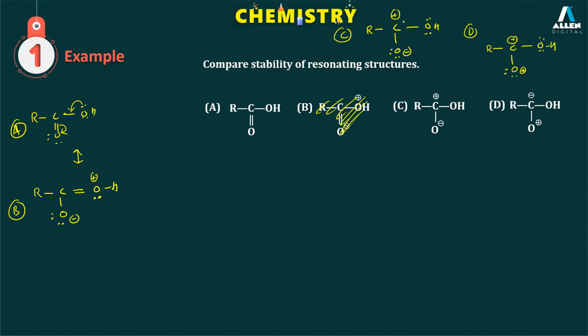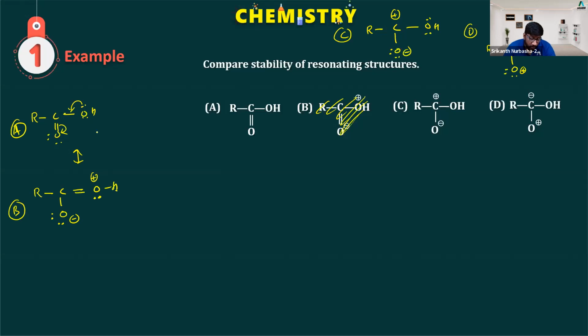A is more. Yes, C and D, if you compare, the carbon has a positive charge. So around this carbon, octet is incomplete. In D also, you have positive charge on oxygen. The pi electron density moves towards carbon. So octet is incomplete in C and D.